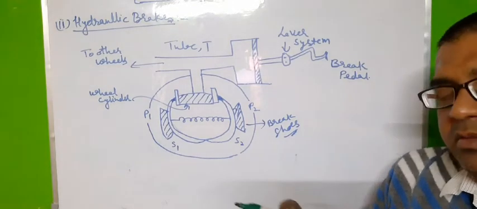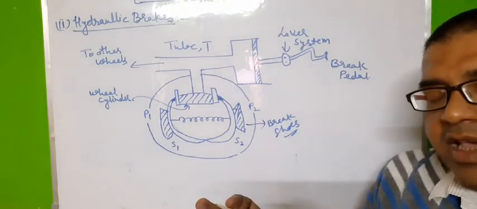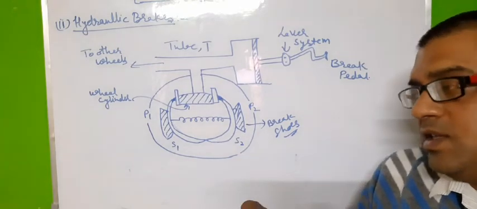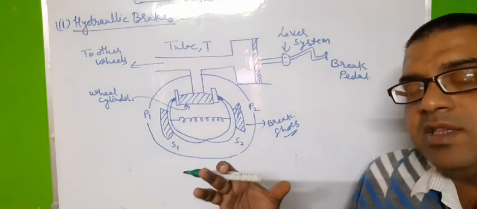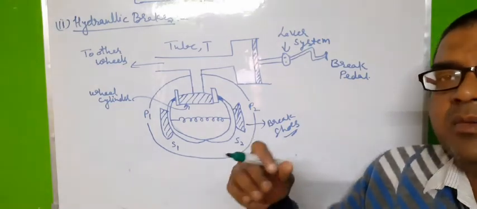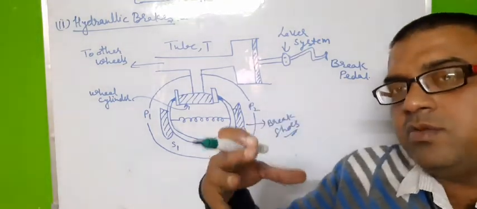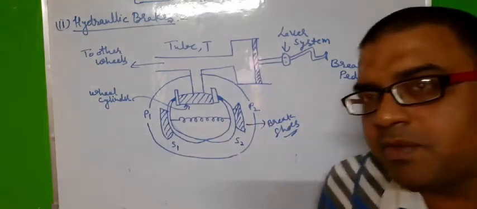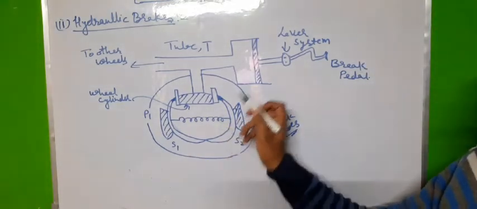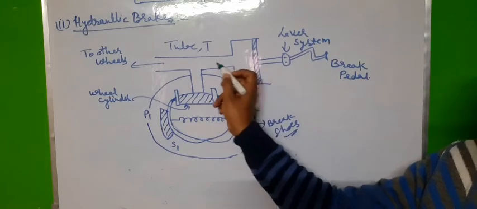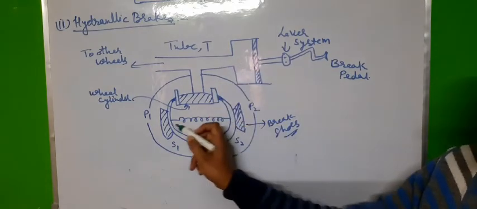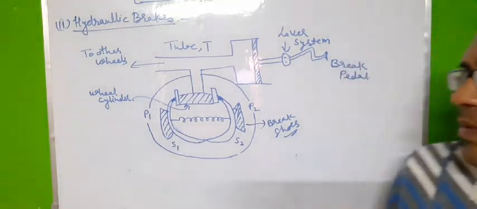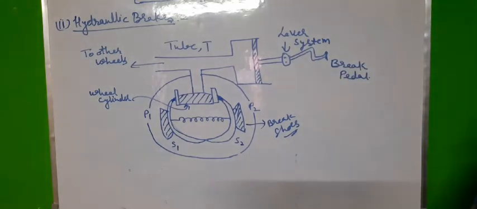A force is exerted by the brake shoes on the wheel, and as the force is experienced by the wheel, the rotating wheel stops at that position. In this way the pressure inside the fluid is transmitted to the shoes S1 and S2, and in this way the transmission of pressure takes place.